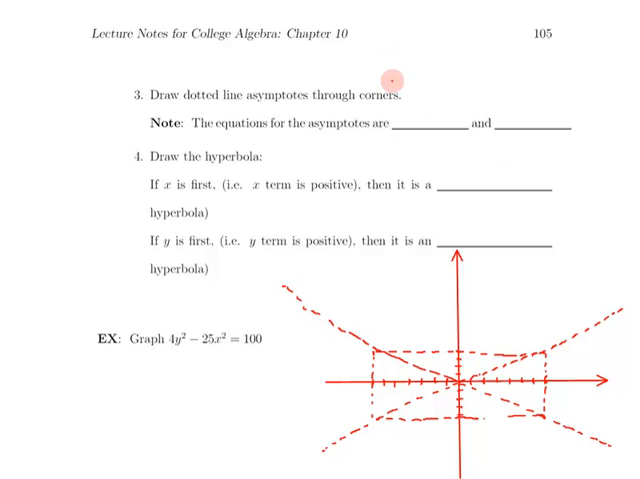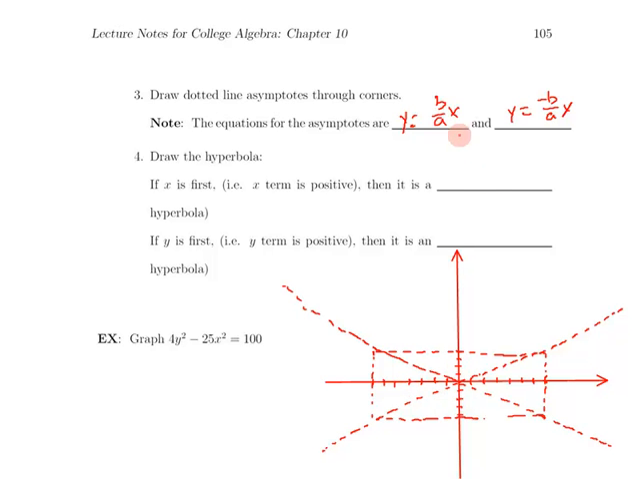Now the equations for these asymptotes are always going to be the same. It's always y is equal to b over a x, and y is equal to negative b over a x. There's two different lines. There's the positive slope and the negative slope. Okay, and that's what the equations for the asymptotes are.